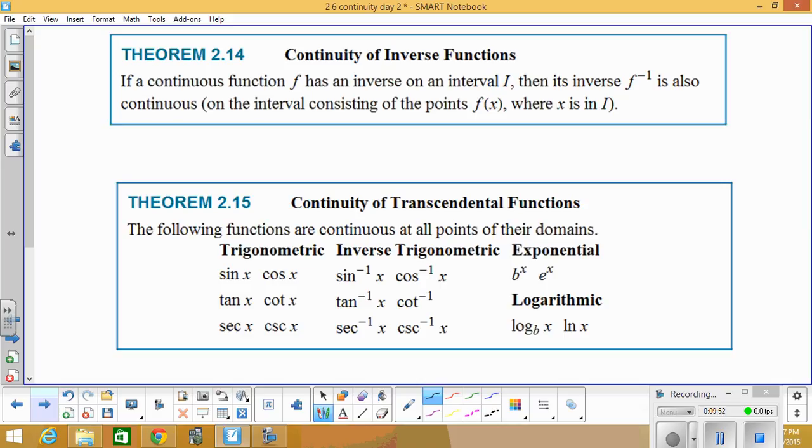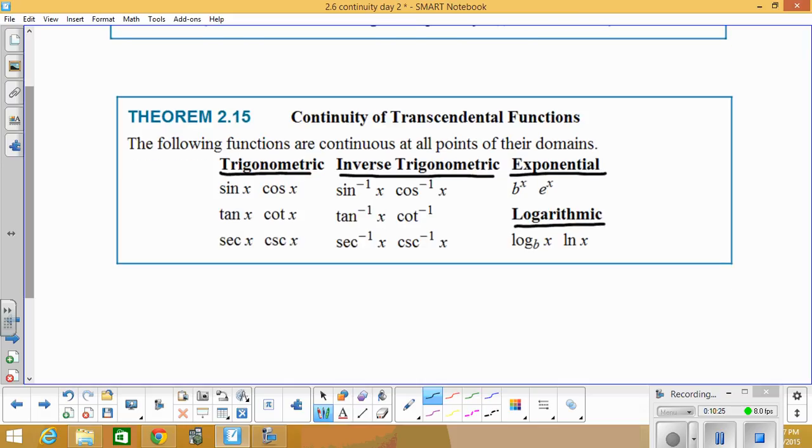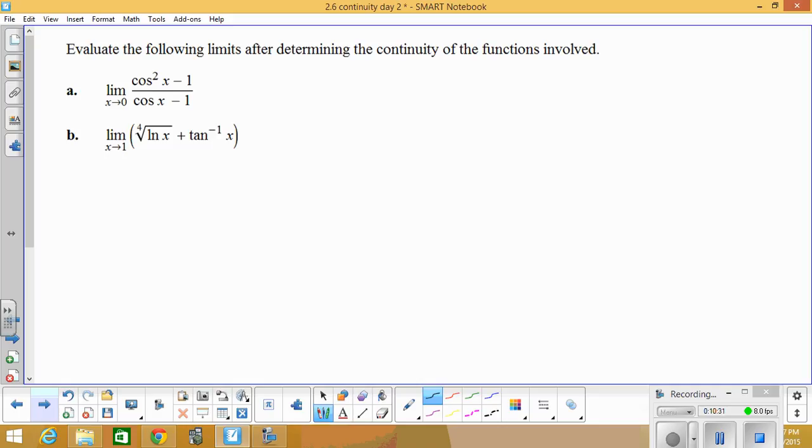2.15, continuity of transcendental functions. This basically goes ahead and lists that all these functions are continuous at all points of their domains. Remember, not all of them have all real domains, though. You have to check. So we have the trig functions, the inverse trig functions, the exponential, and the logarithmic functions. The last thing I want to talk about is dealing with these. As long as it's in the domain, you can do direct substitution. So last examples I have here.